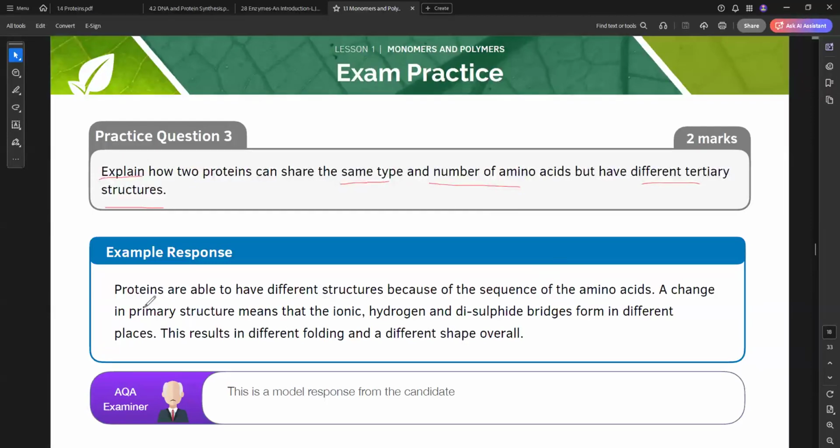As you can see with your explains, you've had proteins are able to have different structures because of the sequence. So we're stating it. We're then linking it back to the question. The change in that means we've got a change in bonding. So that's my reason, which equals what I've asked. Yeah? So statement, reason, question, linkage. That's your explains. Statement, reason, link to the question.